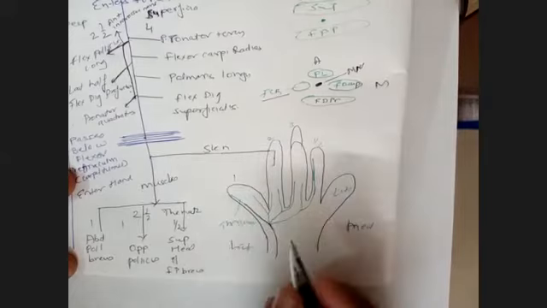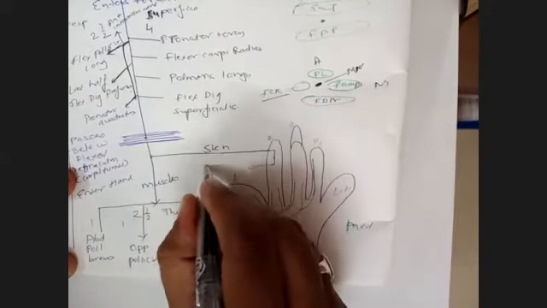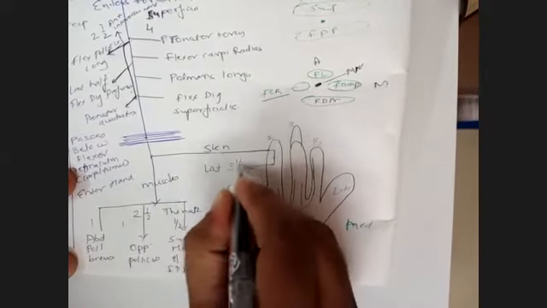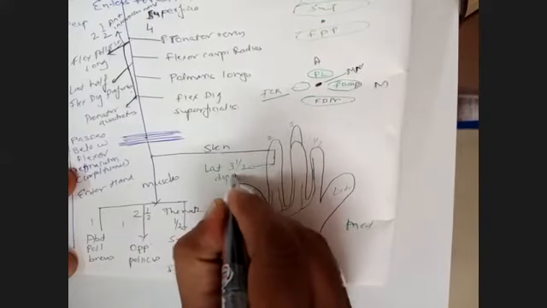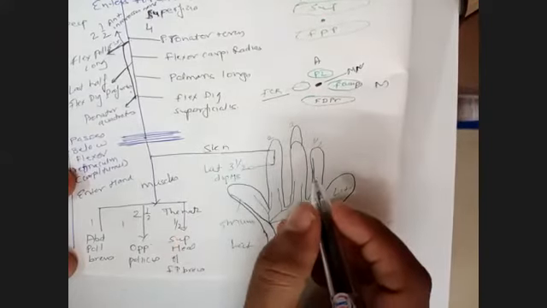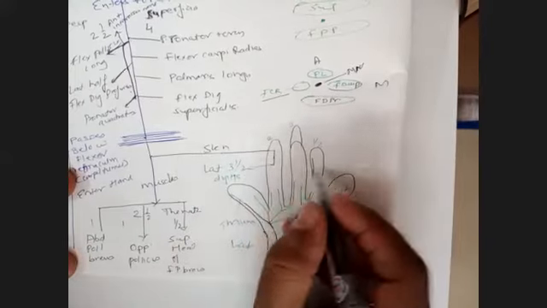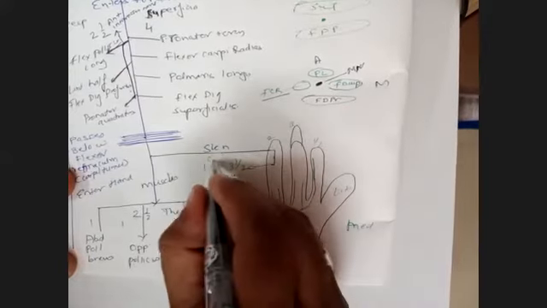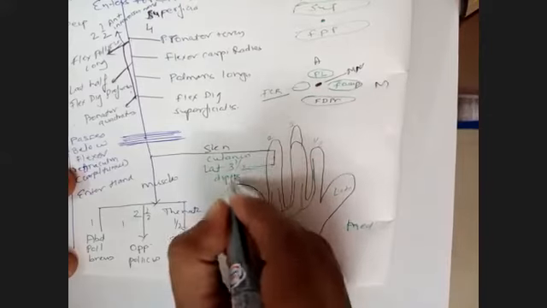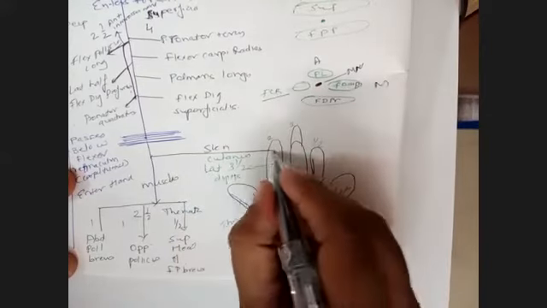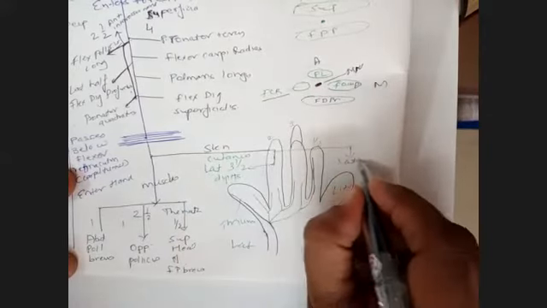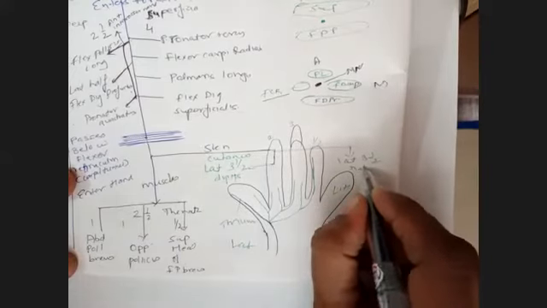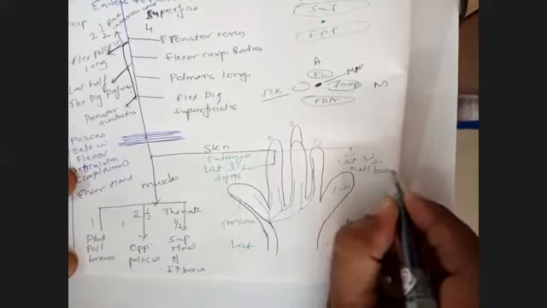Okay, so as regards the skin, it supplies the lateral 3.5 digits as far as the cutaneous supply is concerned. It supplies the lateral 3.5 digits, and it also supplies the lateral 3.5 nail beds.